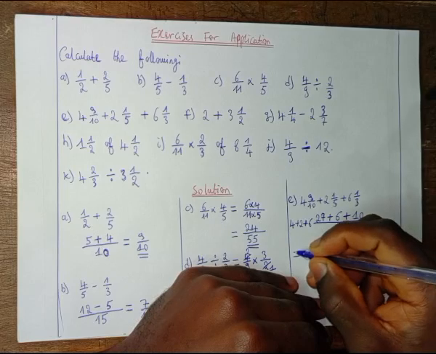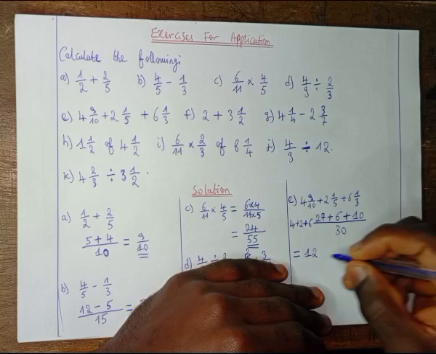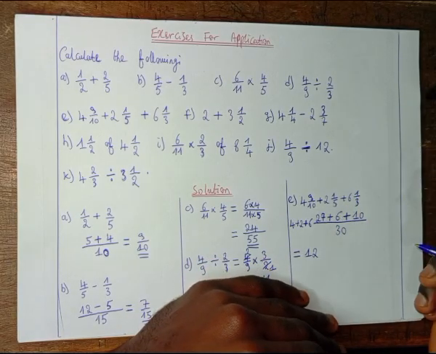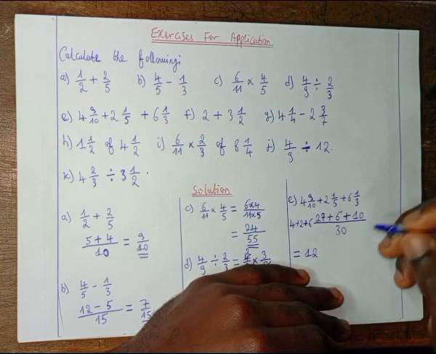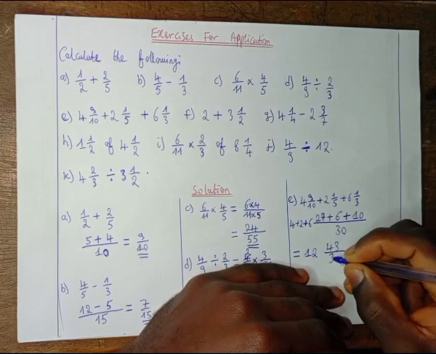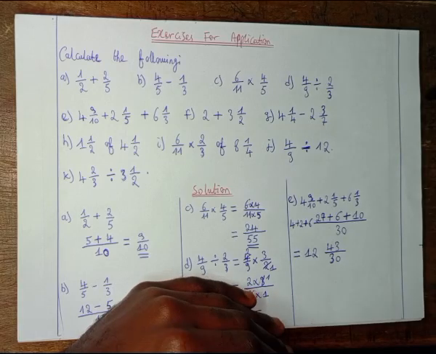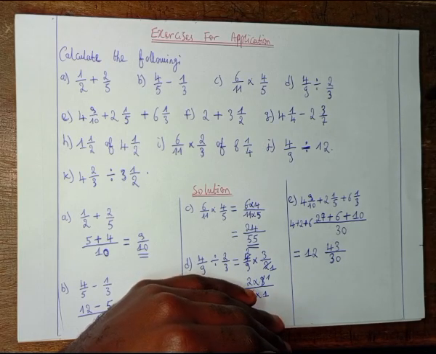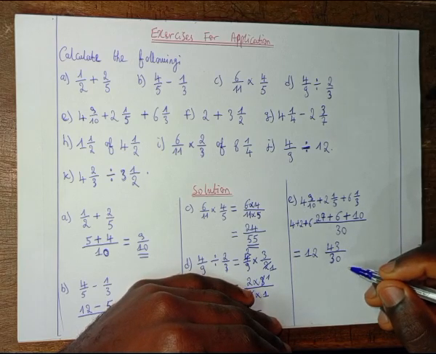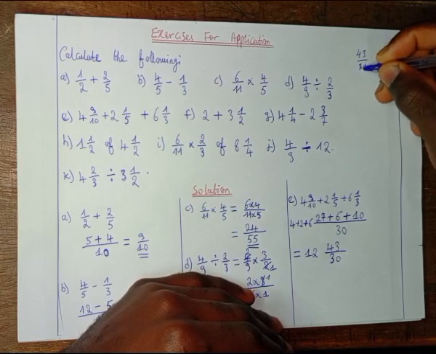This will simply be equal to 4 plus 2 gives us 6 plus 6 gives us 12. 27 plus 6 gives us 33. 33 plus 10 gives us 43 over 30. The fraction 43 over 30 is an improper fraction. So we need to convert this fraction to a mixed fraction.